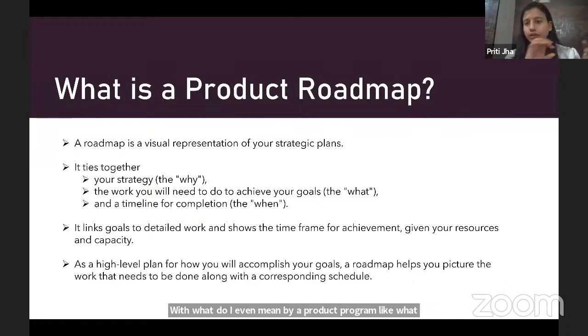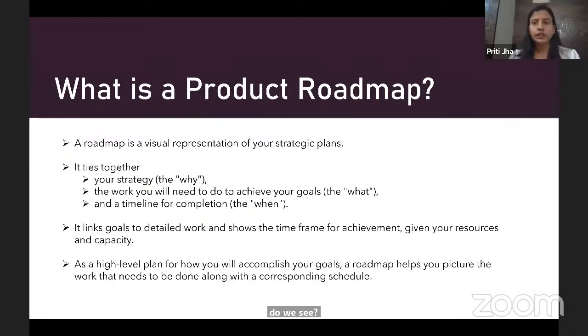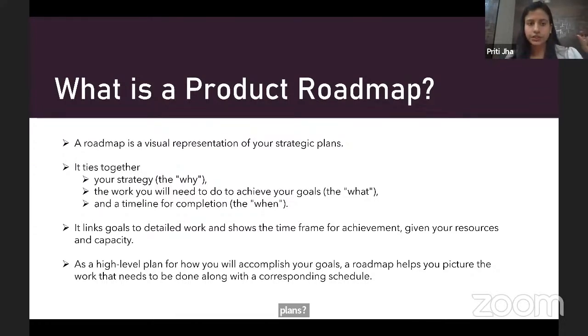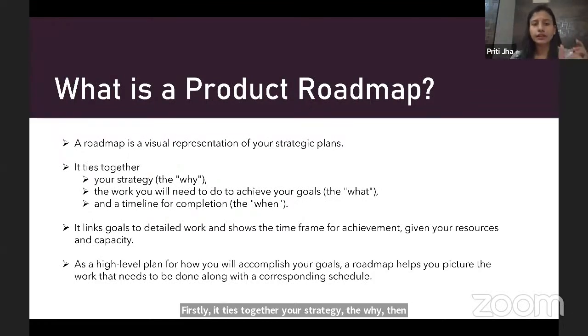What is this product roadmap as such? Now, a product roadmap helps you visually represent all your plans. Firstly, it ties together your strategy, the why, then the work that you'll need to do to achieve your goals, and then a timeline for completion. There's a when.